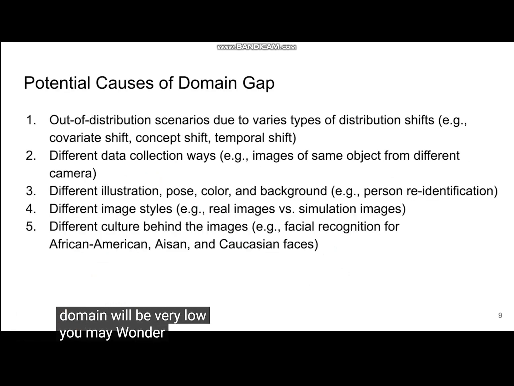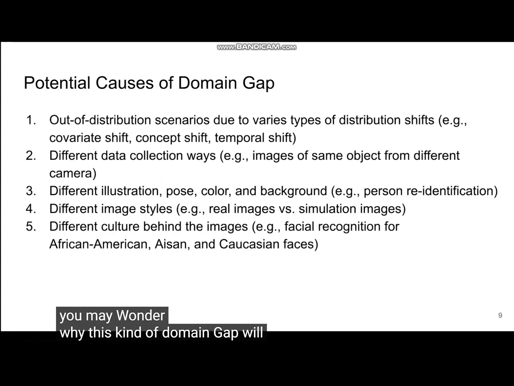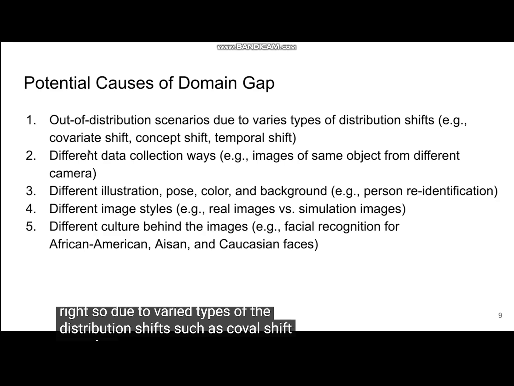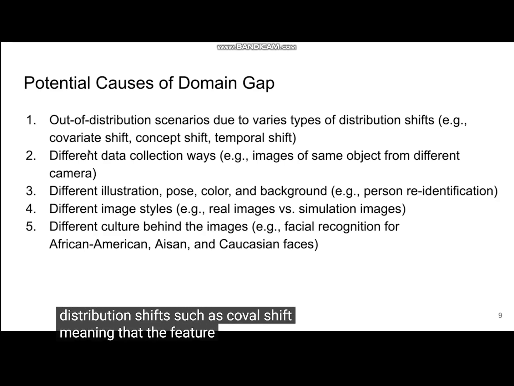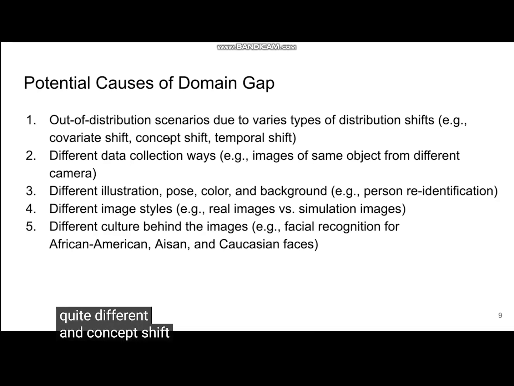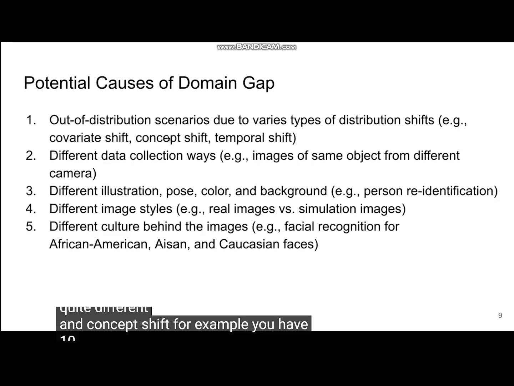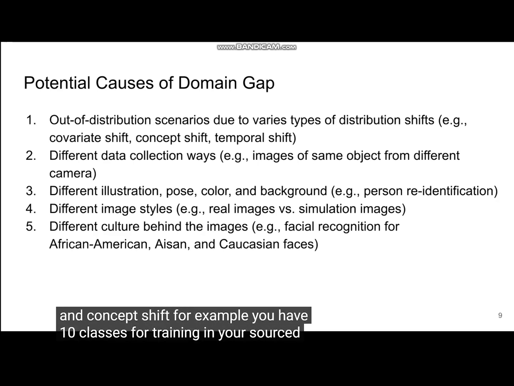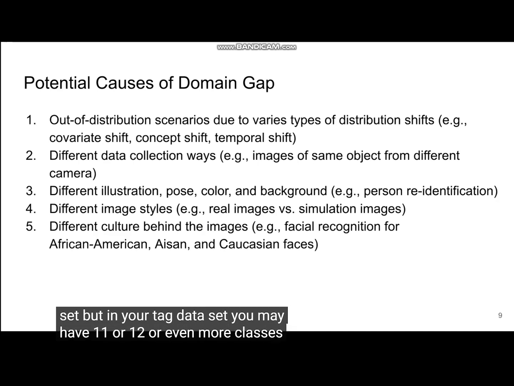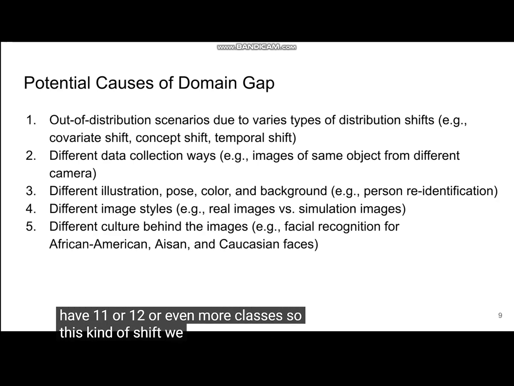You may wonder why this kind of domain gap will occur in reality. There are many, many different reasons. In general, you can think about the out of distribution scenarios, right? Due to various types of distribution shift, such as covariate shift, meaning that the feature distributions from source domain and target domain are quite different. And concept shift. For example, you have 10 classes for training in your source dataset, but in a target dataset, you may have 11 or 12 or even more classes. This kind of shift, we call it concept shift.